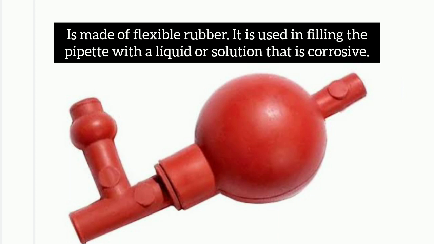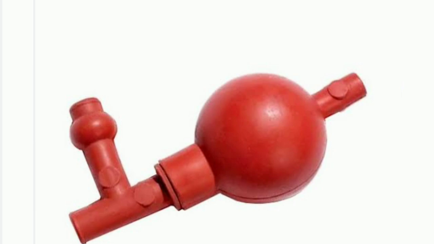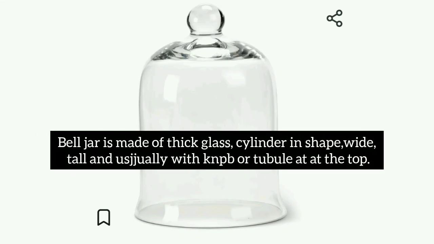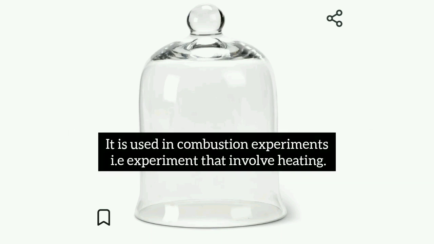Now let's look at bell jar. A bell jar is made up of a thick glass, cylinder in shape, wide, tall, and usually with a knob or tubular at the top. What do we use it for? It is used in combustion experiment, that is, experiment that involve heating.